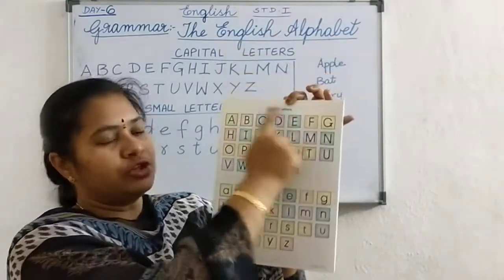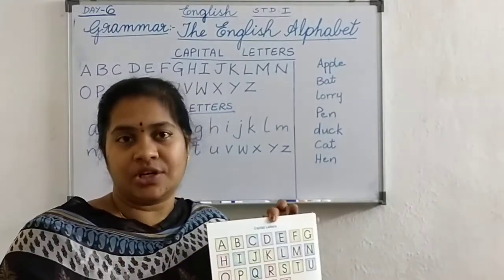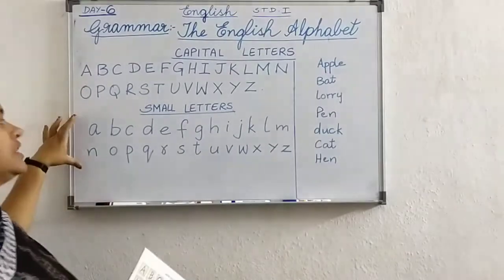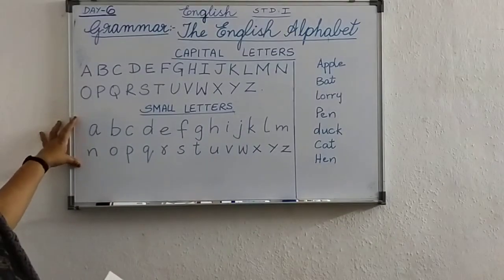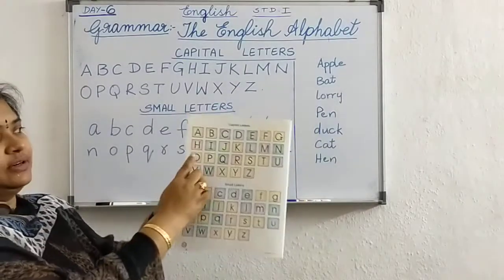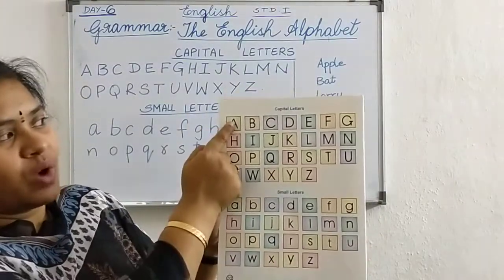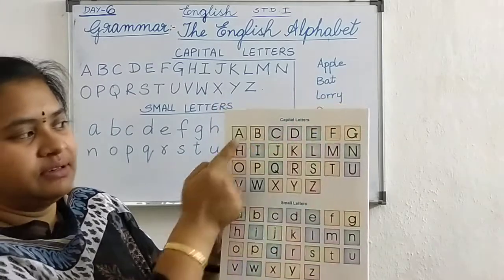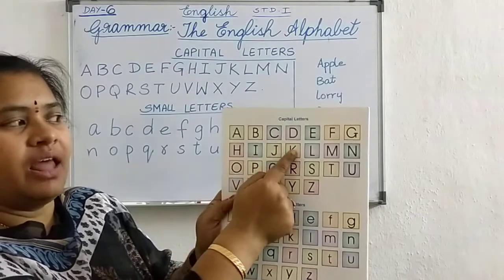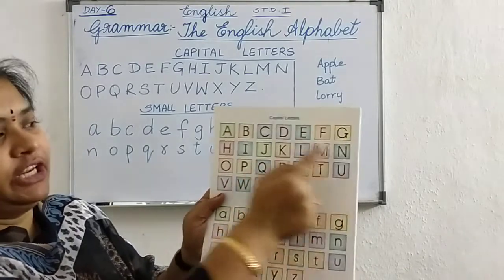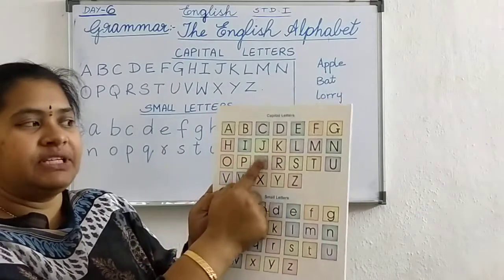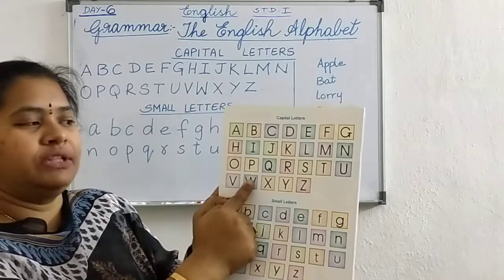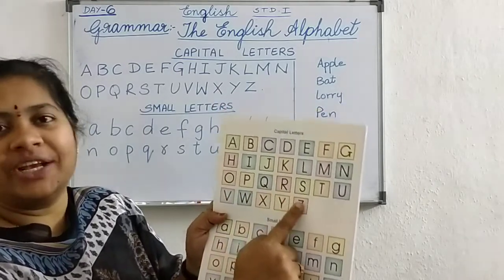So now we are going to check whether we have 26 letters or not. Now see here, I have written the capital letters and the small letters also. You all know the capitals and small letters. Now we will check here. Check the alphabets. Count: 1, 2, 3, 4, 5, 6, 7, 8, 9, 10, 11, 12, 13, 14, 15, 16, 17, 18, 19, 20, 21, 22, 23, 24, 25, 26.